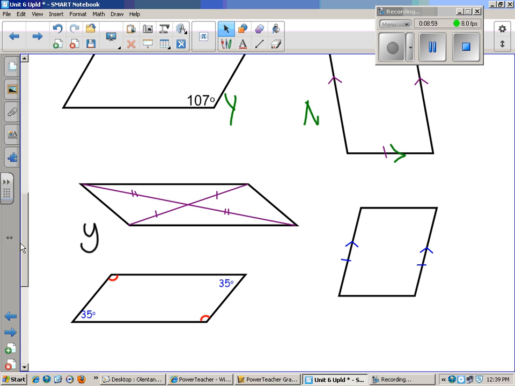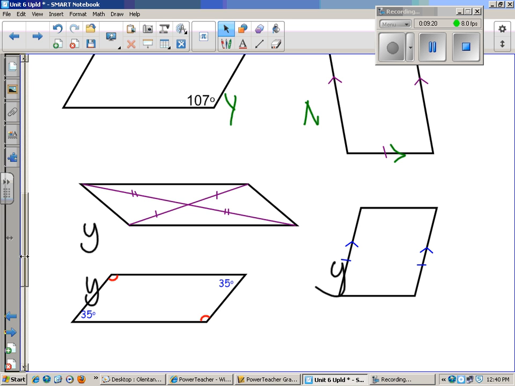Laura, why? Right. Opposite angles are congruent, so it is a parallelogram. Good. So that's a y. Awesome. Okay, feel like you can, that's our target today, determine if something's a parallelogram based on its characteristics. Can you do that? Good.